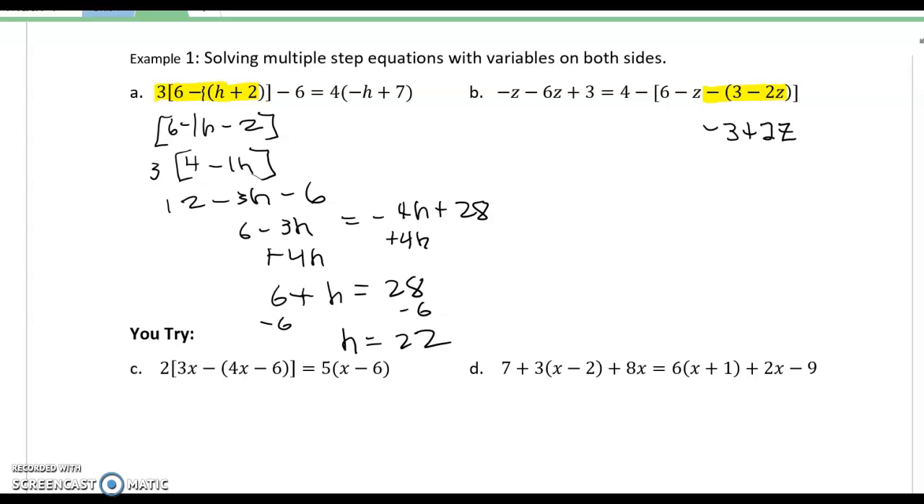All right, so again, we're starting where the parentheses are. We're going to start with that negative hanging on the parentheses, and distribute that negative through to get negative 3 plus 2z. Once that's done, I'm going to expand my view of this problem. Now I'm going to include everything that's in that bracket, the 6, the minus z, along with that minus 3 plus 2z. So again, here inside the brackets, I'm going to go ahead and simplify.